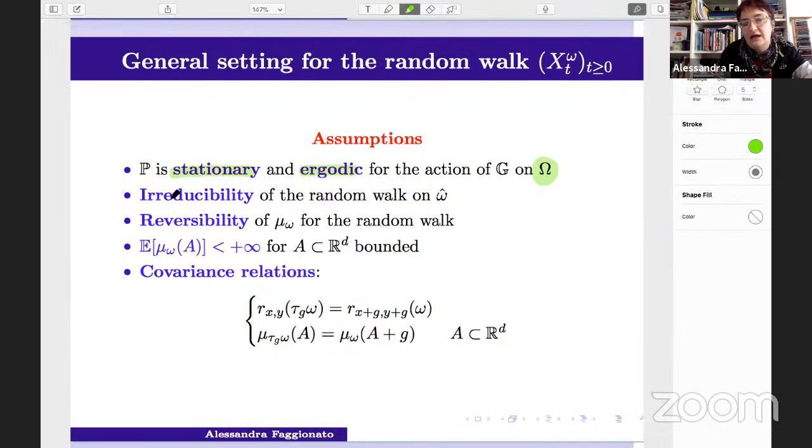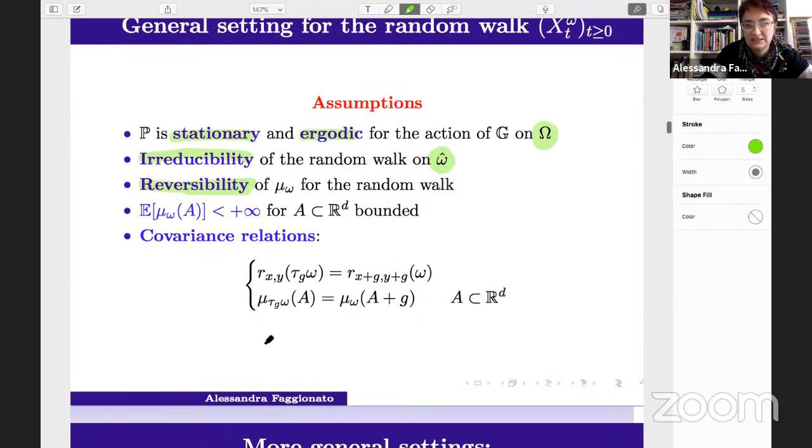Okay. Then I assume that the random walk is irreducible on its state space, so it can visit all points of the state space. So the measure mu omega is related to the random walk in the sense that it is a reversible measure for the random walk. And in order to avoid pathologies, I assume also that it gives finite mass to finite sets, also in average with respect to omega. And then I have the covariance relations connecting the jump rates with the actions of the group G, and also for the reversible measure. Okay, so I hope that this is clear.